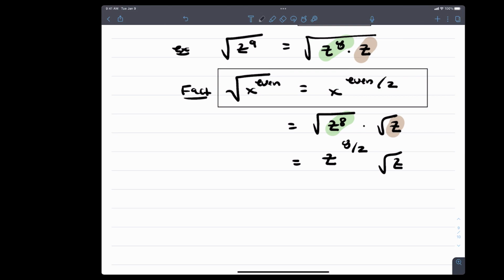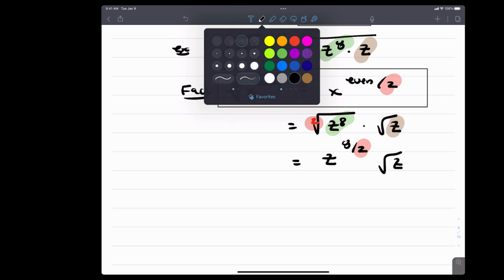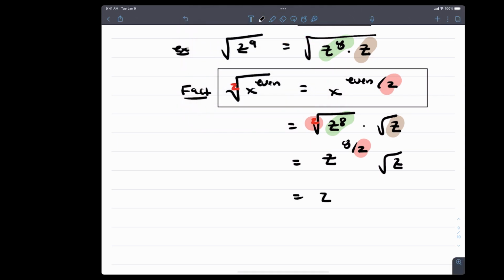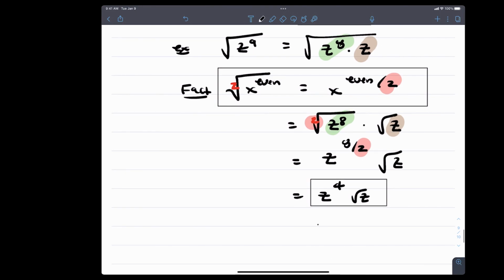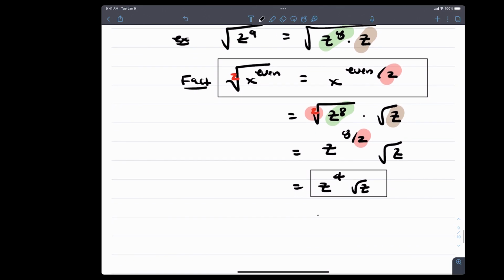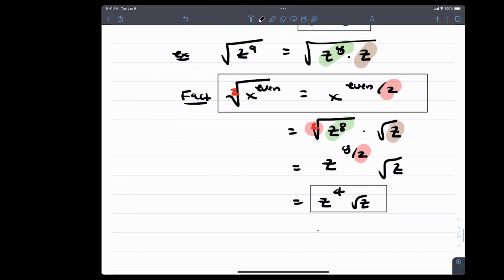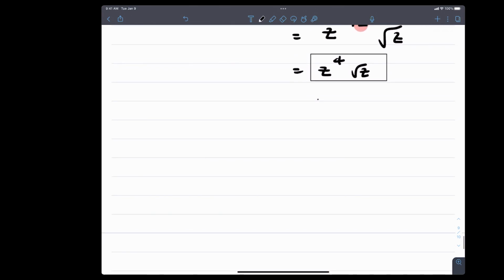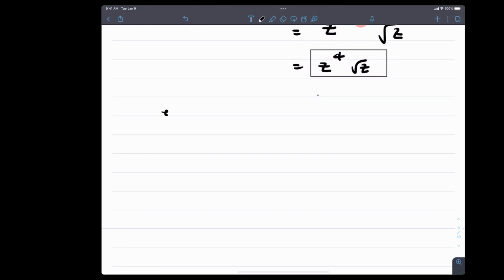You say why 2? Because of the index here. These are square roots. So for square root, the index is 2 always. So this is z to the what power? 4. Good. Square root of z. Oh, I see. So whenever we divide by 2, that's when we're taking the square root, and we only subtract when we're adding exponents.